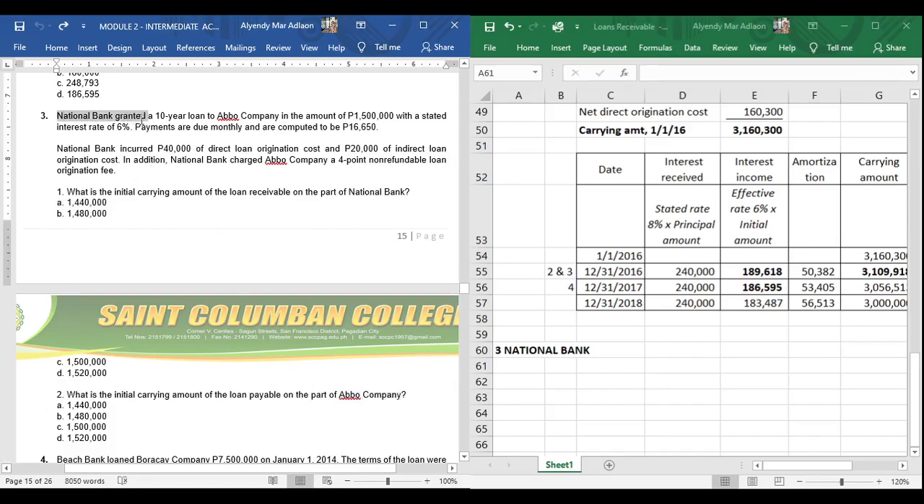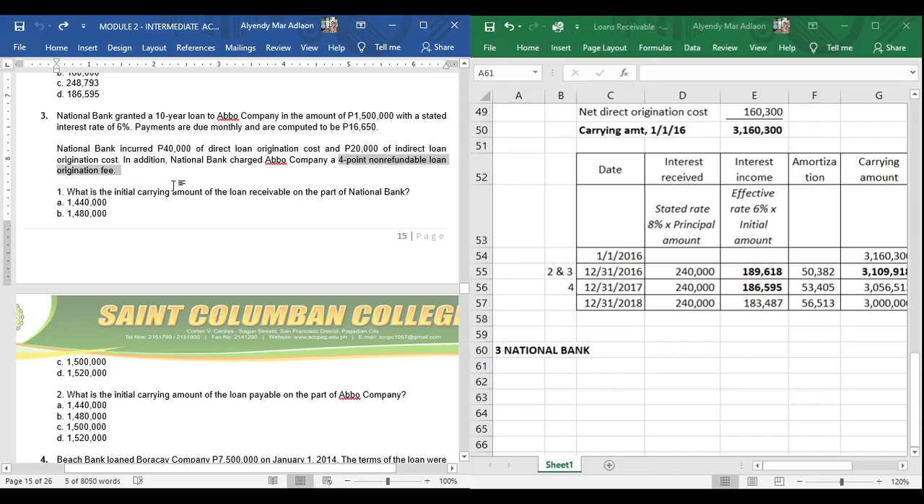Okay. So, National Bank granted a 10-year loan to ABO Company in the amount of 1,500,000 with a stated interest rate of 6%. Payments are due monthly and are computed to be 16,650. National Bank incurred 40,000 of direct loan origination costs and 20,000 of indirect loan origination costs. In addition, National Bank charged ABO Company a 4-point non-refundable loan origination fee. So, meaning this is a 4% non-refundable origination fee.